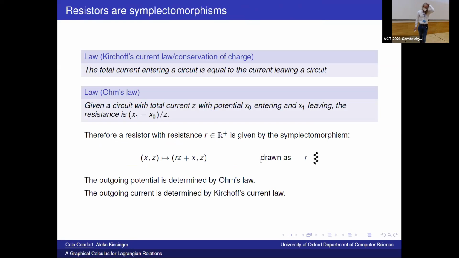Okay, so this intuition I've taken from John Baez's work, and the work of him and his colleagues. Physically, there are these two really important laws for electrical circuits. The total current of an electrical circuit coming in should be equal to the current leaving.